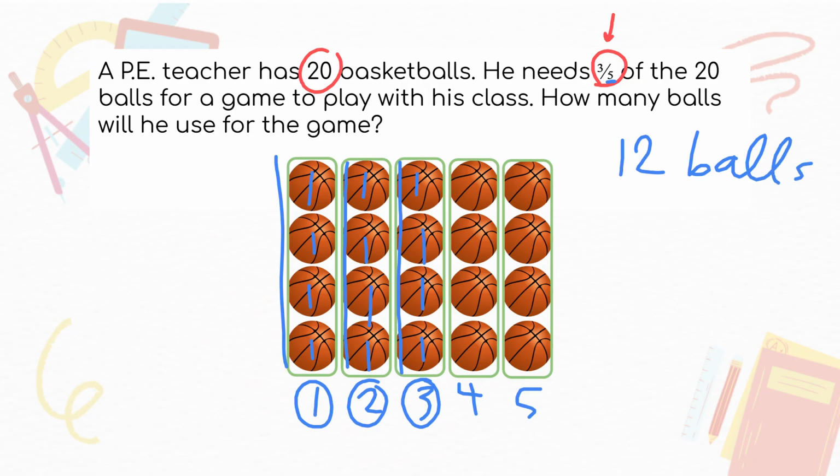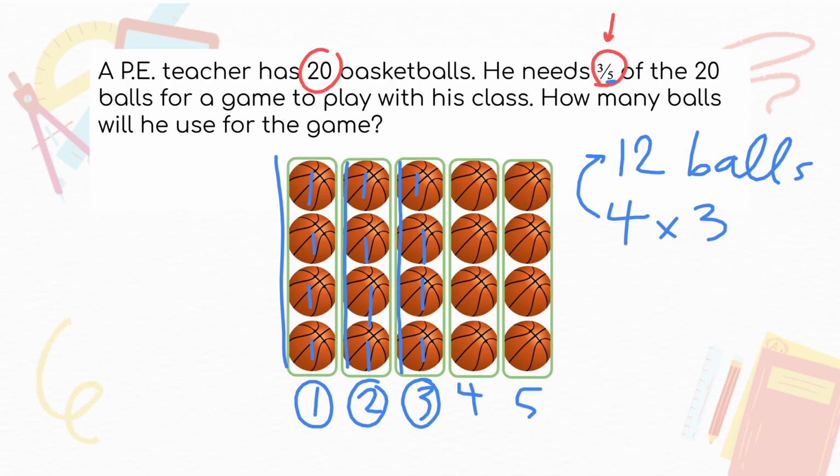for his game. And we know this because we broke this whole group of 20 basketballs into 5 equal groups. And out of those 5 equal groups, he only needs 3 of those groups. Since each group has 4 balls in it, it's kind of like saying 4 times 3, which we know is equal to 12.